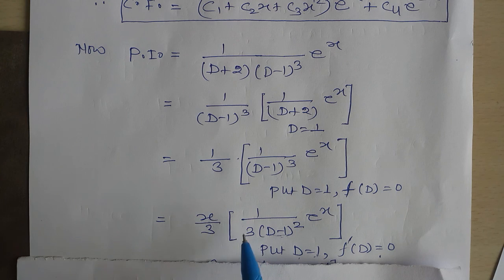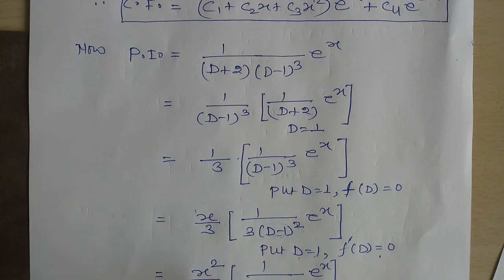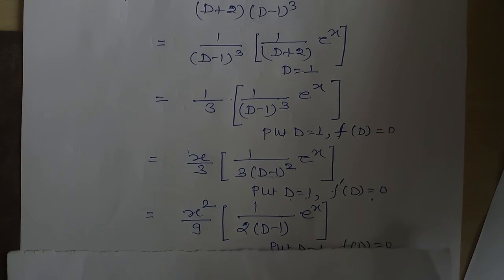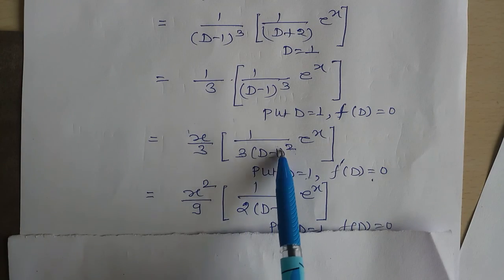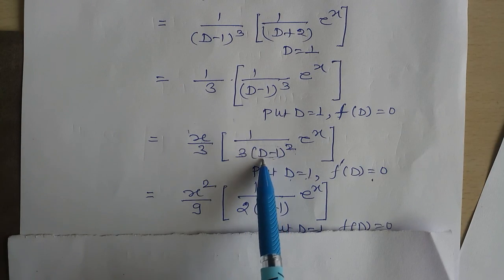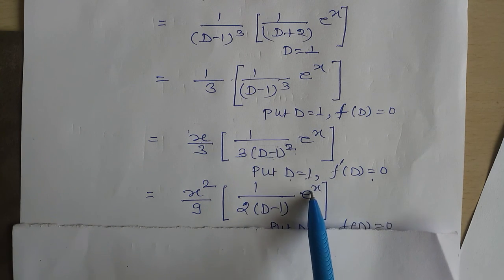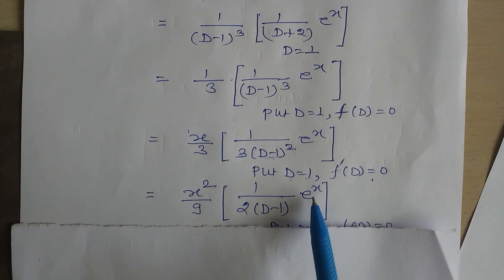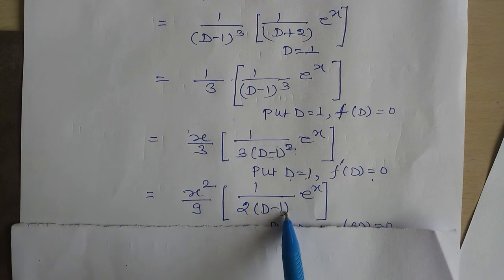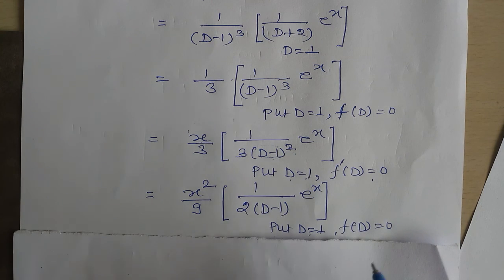So again we multiply the numerator by x and differentiate this denominator with respect to D. Then we get here x square, and this becomes 9, 3 into 3 into 3, so x square by 9, and differentiation of this denominator, (D minus 1) whole square, is 2 into (D minus 1), e raised to x. Now because of the exponential function, to get PI we replace D by a, and a is 1. So again we have 0. So put D equal to 1, we get f double dash D equal to 0.